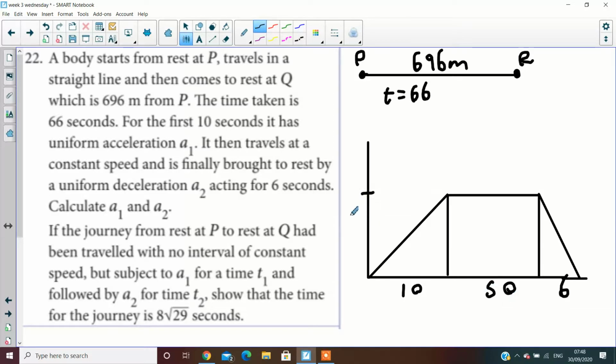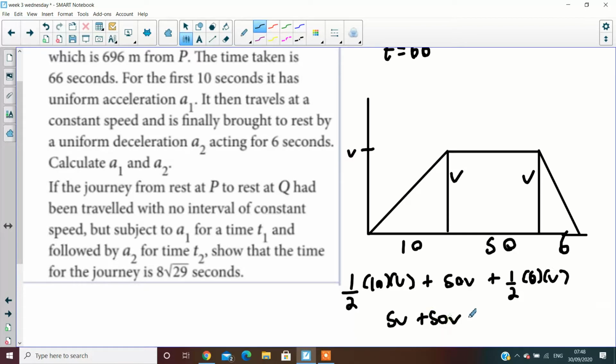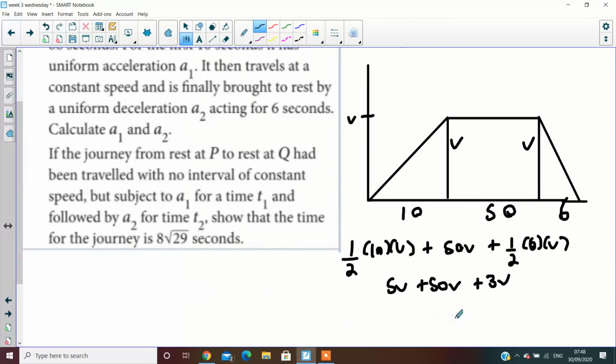So the reason why it's easy money is I can just do the area of the triangle plus the area of the rectangle plus the area of the other triangle equals 696. Call it V. So it's going to be a half base times height, which is a half 10 times V plus 50V plus a half 6 times V. Okay, so it's going to be 5V plus 50V plus 3V, and that will get us, anybody?